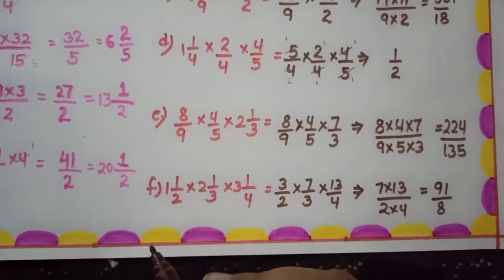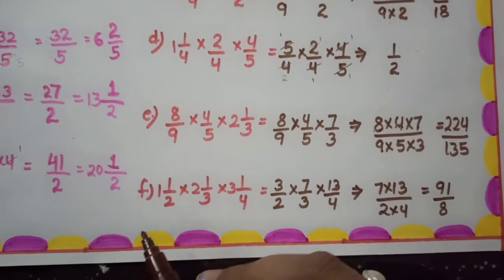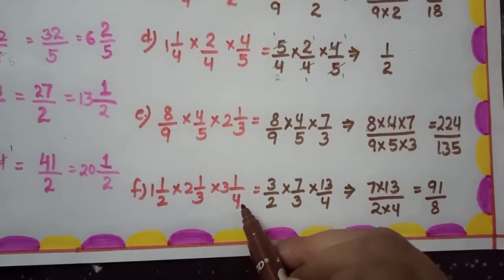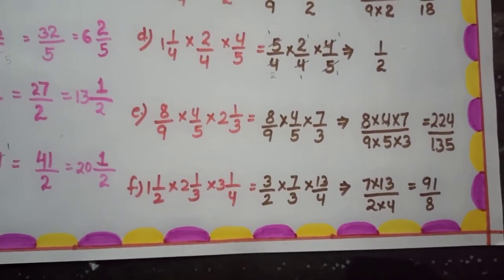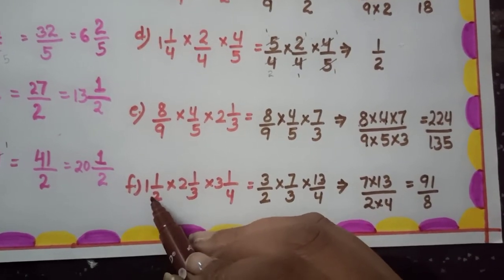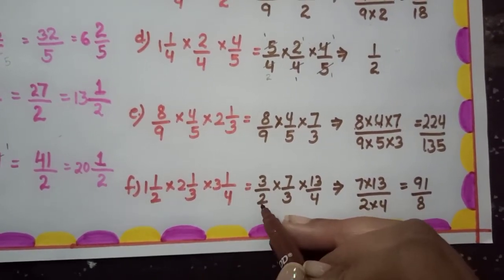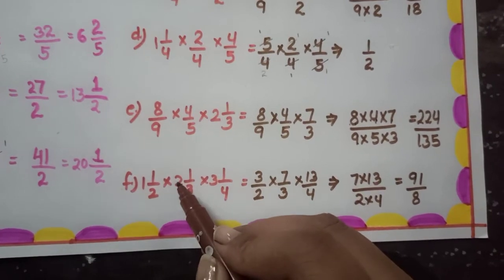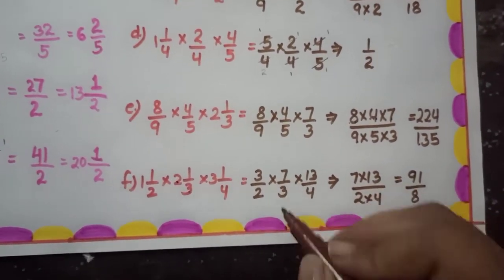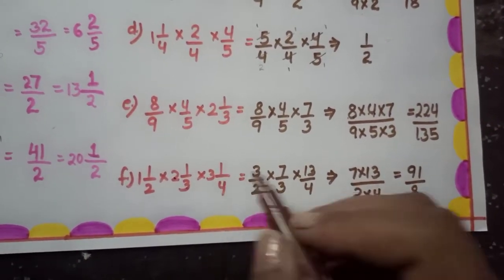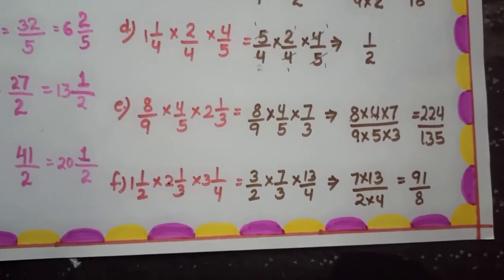Okay students, now see the last part, F part. Here we have all the fractions in mixed fractional form. So let us convert. 2 1s are 2 plus 1, 3 upon 2. 3 2s are 6 plus 1, 7 upon 3. 4 3s are 12 plus 1, 13 upon 4.